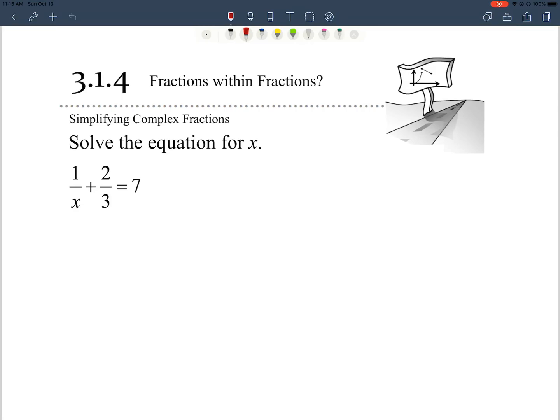Lesson 3.1.4, we're going to be looking at complex fractions. To start out, let's review when we are solving an equation that contains fractions. The way we've solved these in the past, when we have an equation that looks like this, 1 over x plus 2 over 3 is equal to 7.